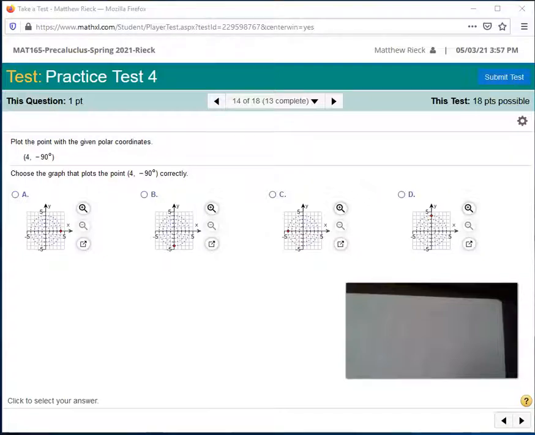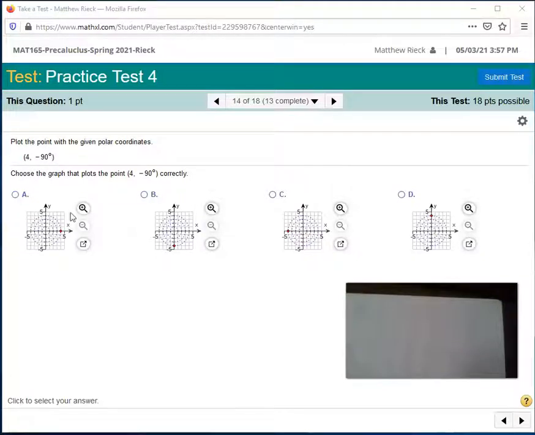So the next thing we talked about, we're dealing with polar coordinates. Again, with polar coordinates, instead of having an x coordinate and a y coordinate like our Cartesian coordinate system, you're given a quote unquote radius, so you're given a distance, as well as a directed angle for that. All right. So here we have the polar coordinates of 4, negative 90 degrees.